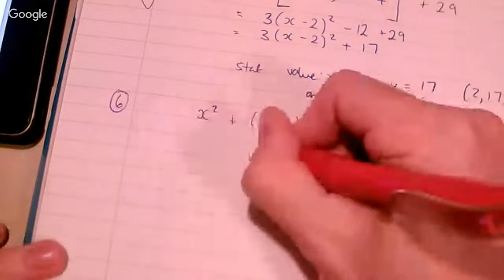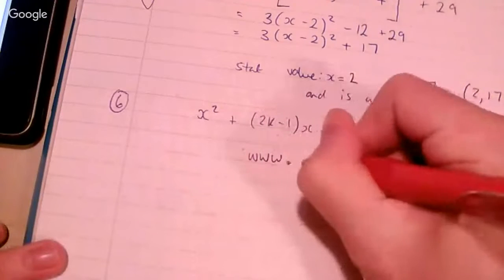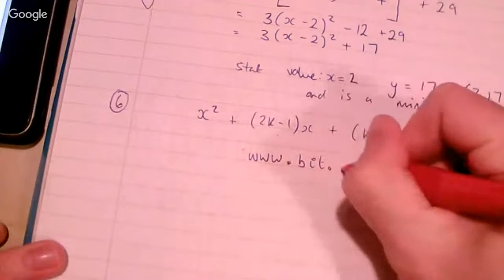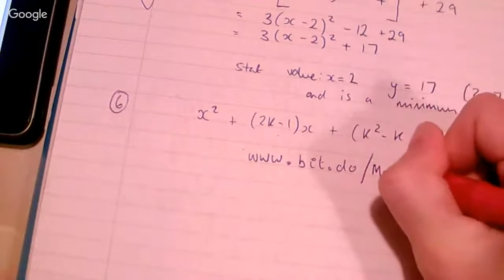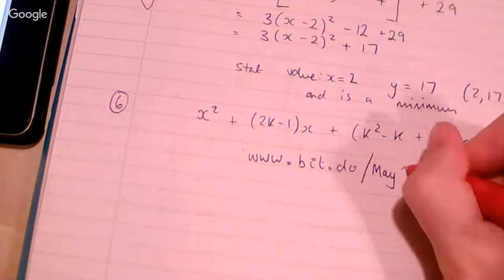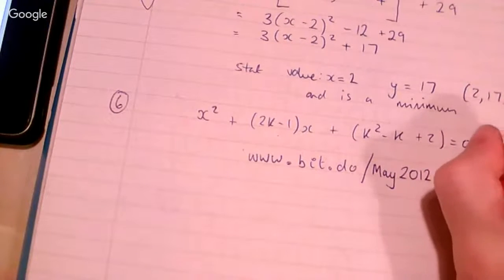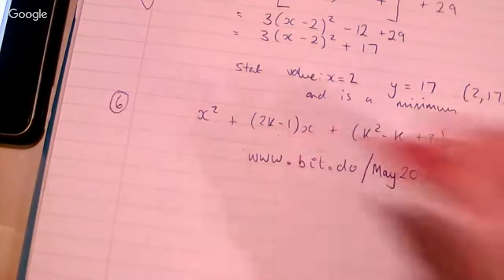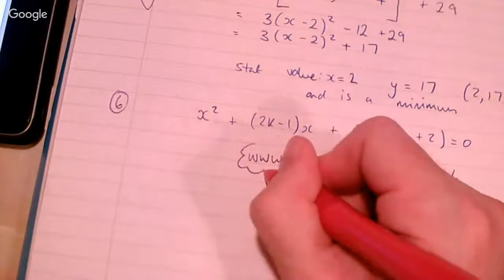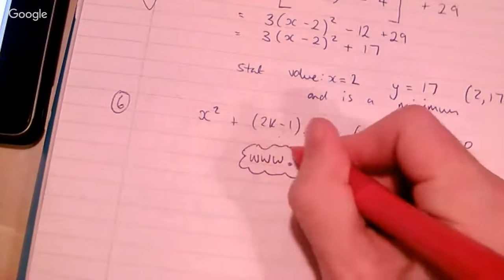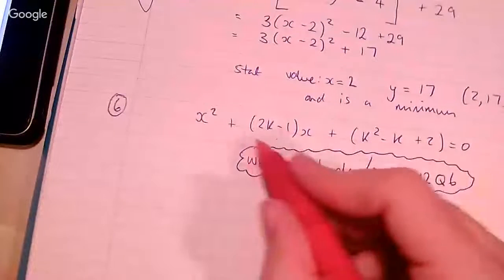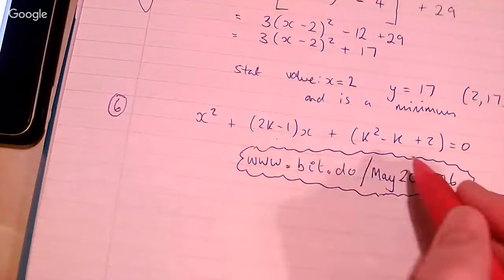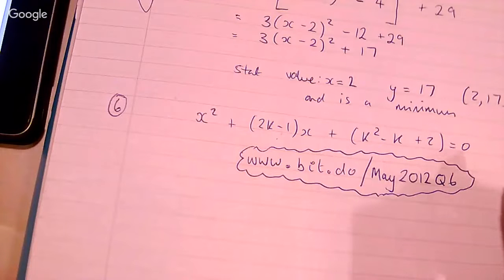If you go to www.bit.do, just make sure I write it. Now you must write this case sensitive, so May 2012, and then Q6. If you type that into the internet after this, you can actually see exactly what this graph looks like when we actually start giving some values for k, and you can see exactly what's going on.